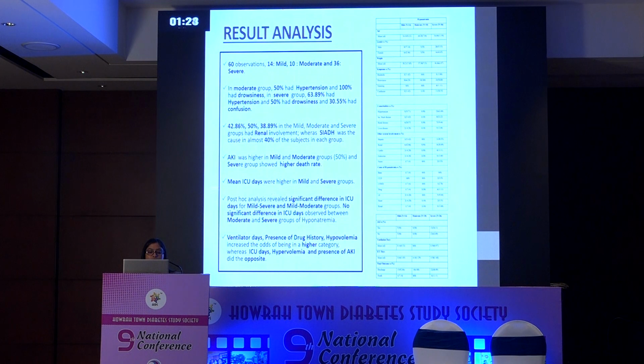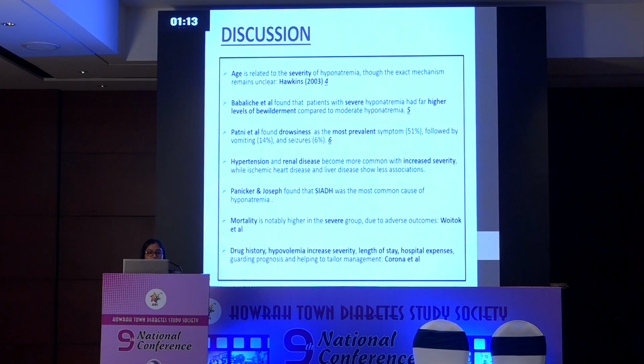Ventilator days, presence of drug history, and hypovolemia increased the odds of being in a higher category, whereas ICU days, hypervolemia, and acute kidney injury did the opposite. So as far as the discussion is concerned, Hawkins in 2003 showed that age is related to the severity of hyponatremia, though the exact mechanism remains unclear.